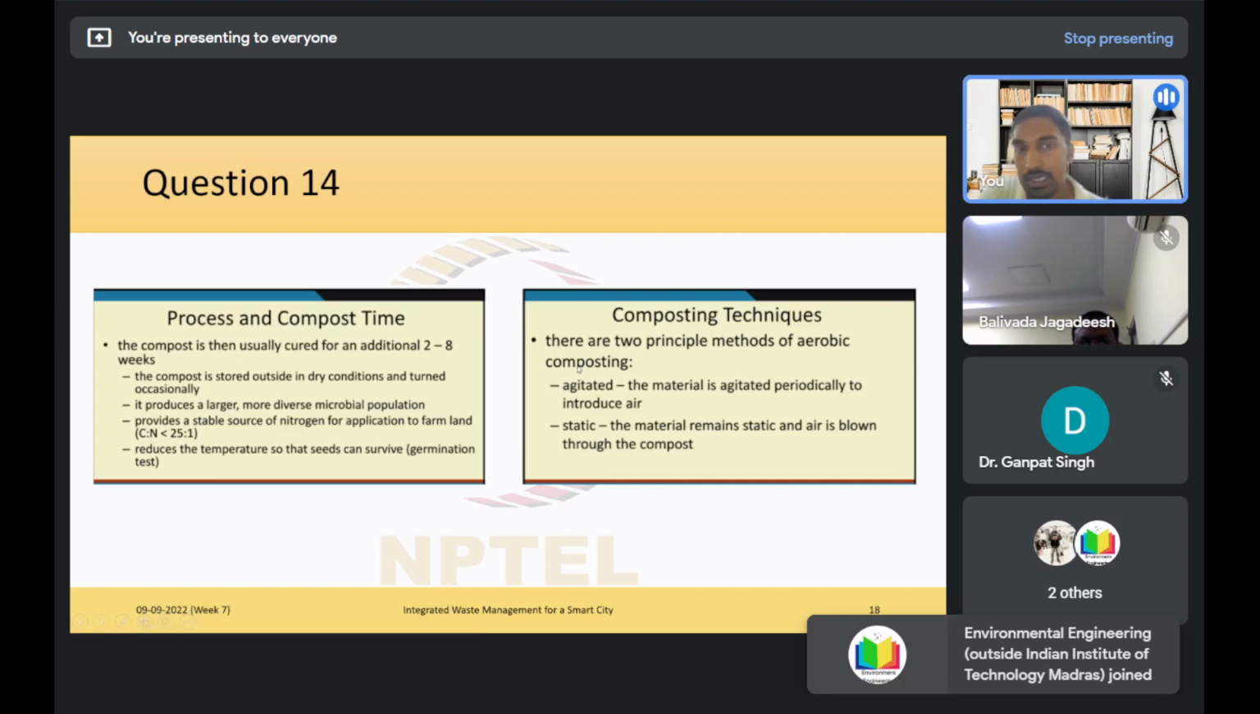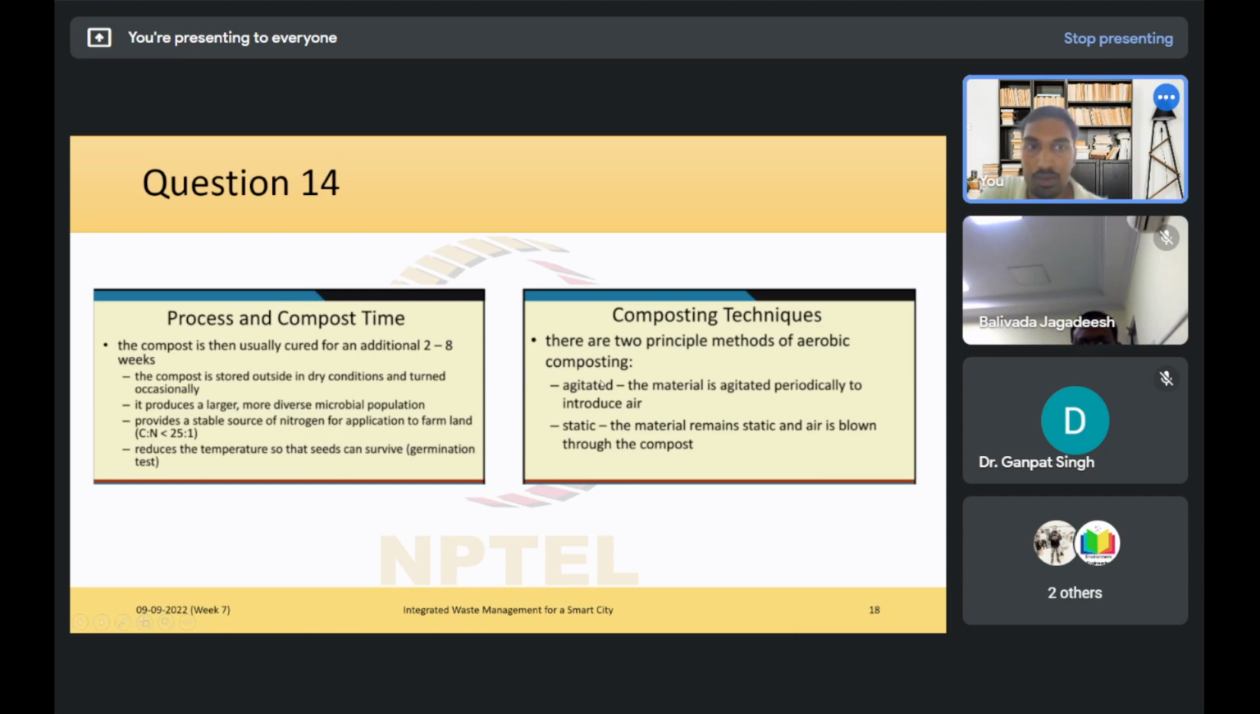And with respect to the agitated technique, we have two broad ways. One is the agitated, where we mix it, and the other one is the static one, where we do not mix the organic material. Instead we blow air through the compost material, right? So those are the two broad ways. When we say agitated, the material will be mixed or agitated periodically, and while doing that, air will be introduced into it. So that's why all the three options were correct.